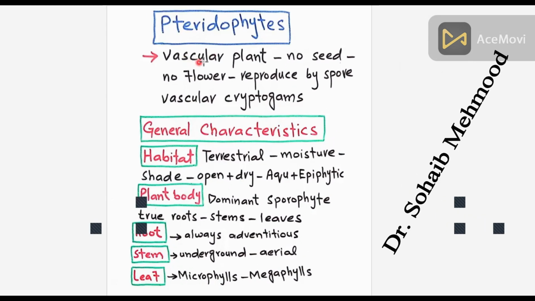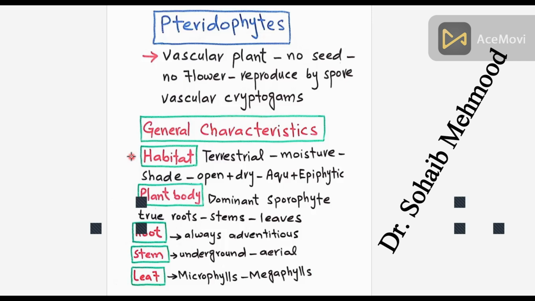Pteridophytes are vascular plants that do not produce seeds or flowers and reproduce by means of spores. Pteridophytes are also called vascular cryptogams. Normally, the term cryptogams refers to organisms whose means of reproduction is hidden. General characters of pteridophytes.